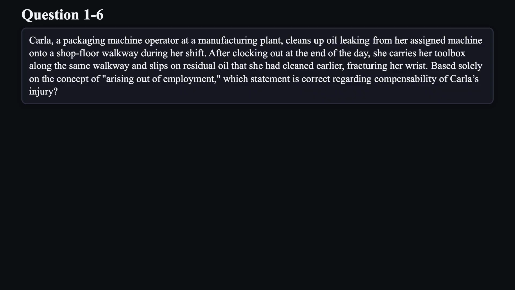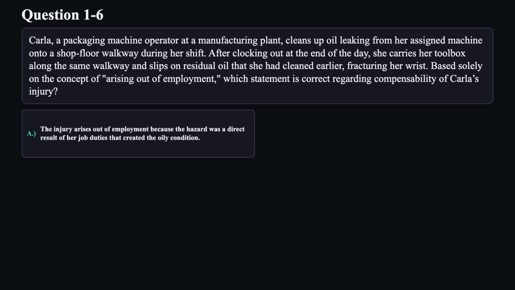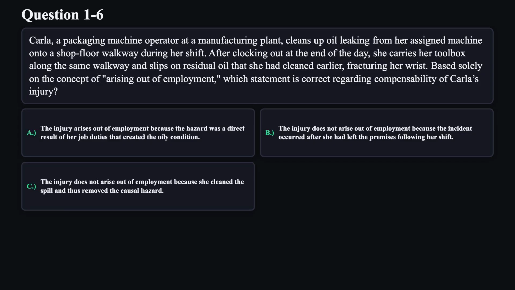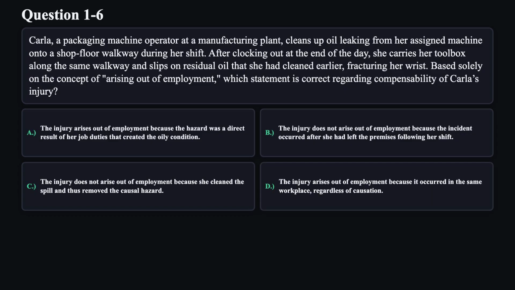Based solely on the concept of arising out of employment, which statement is correct regarding compensability of Carla's injury? A. The injury arises out of employment because the hazard was a direct result of her job duties that created the oily condition. B. The injury does not arise out of employment because the incident occurred after she had left the premises following her shift. C. The injury does not arise out of employment because she cleaned the spill and thus removed the causal hazard. D. The injury arises out of employment because it occurred in the same workplace, regardless of causation.